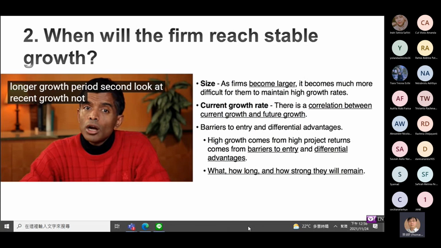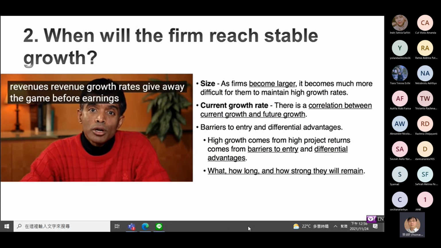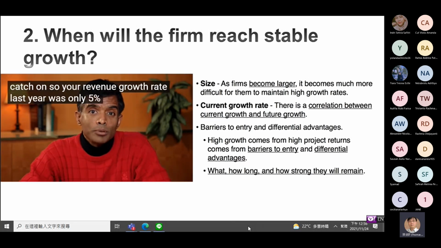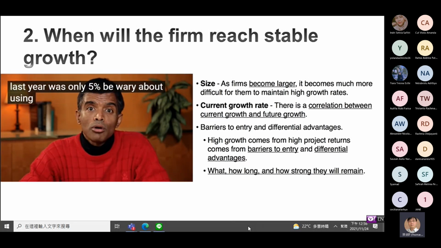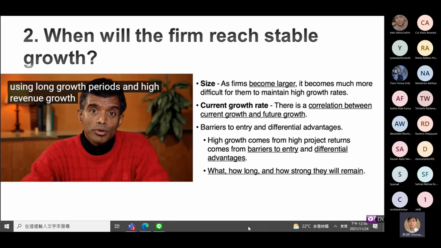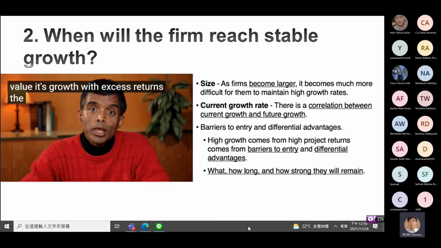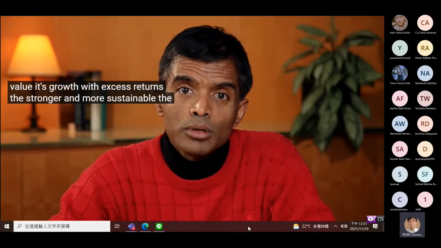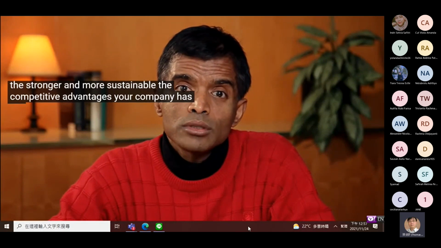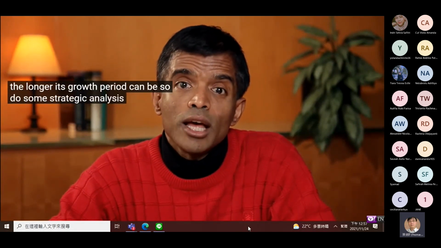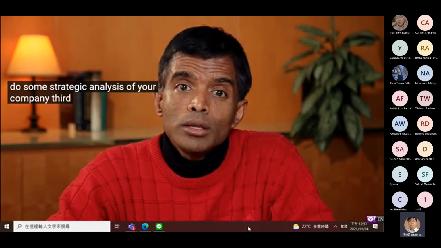Second, look at recent growth, not in earnings, but in revenues. Revenue growth rates give away the game before earnings growth rates catch on. So if your revenue growth rate last year was only 5%, be wary about using long growth periods and high revenue growth rates. And third, remember, it's not growth that creates value, it's growth with excess returns. The stronger and more sustainable the competitive advantages your company has, the longer its growth period can be. So do some strategic analysis of your company.